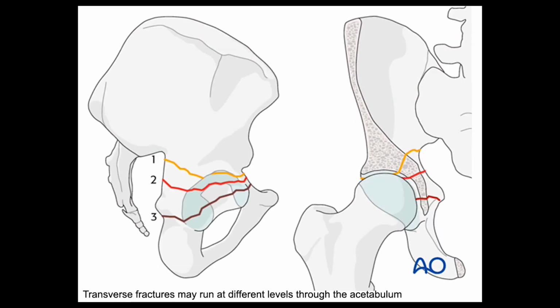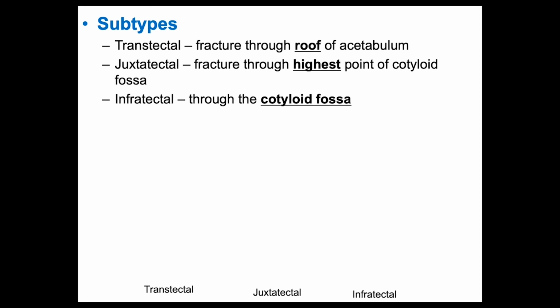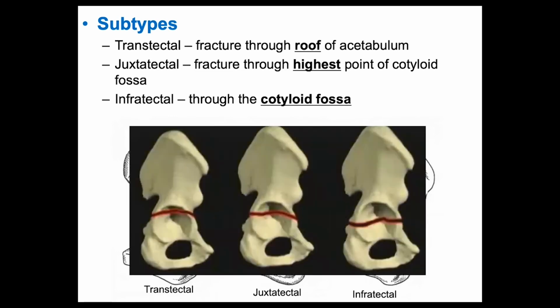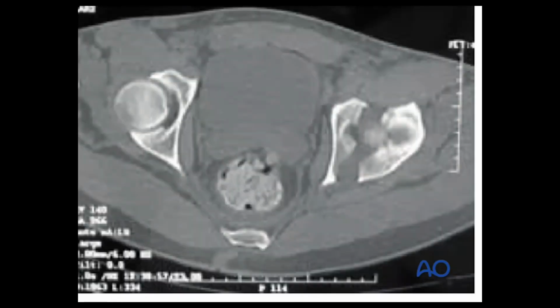So the transverse fracture might run at different levels through the acetabulum. There are three subtypes of transverse fractures, including transtectal, which is a fracture through the roof of the acetabulum, juxtatectal, which is a fracture through the highest point of the cotyloid fossa, in addition to infratectal, which is a fracture through the cotyloid fossa itself. As we've mentioned previously, the anteroposterior orientation of the fracture line on the CT scan is a diagnostic feature of the transverse fractures.